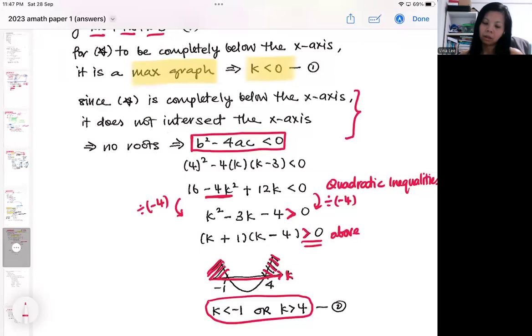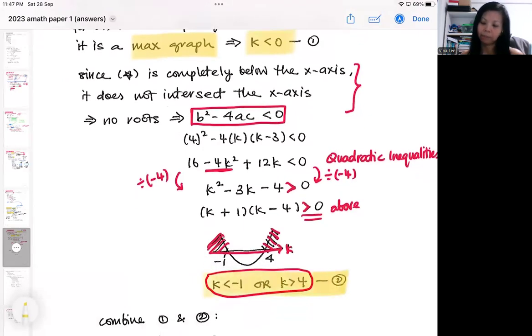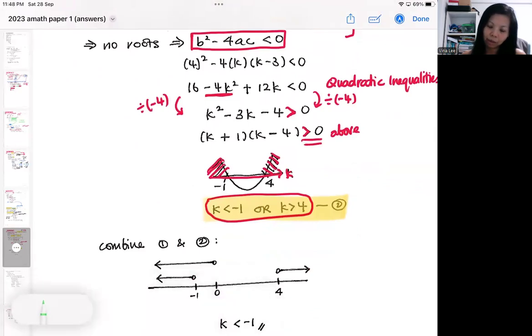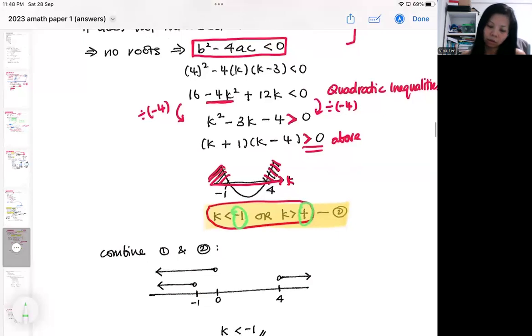This second set of answers comes from the discriminant condition. So you've got two inequalities to combine. If you do not combine, of course, you lose the final marks. So how do you combine? You make sure your number line has the essential numbers. You make sure your number line has 0, -1, and 4. That is the common sense thing that you should have.